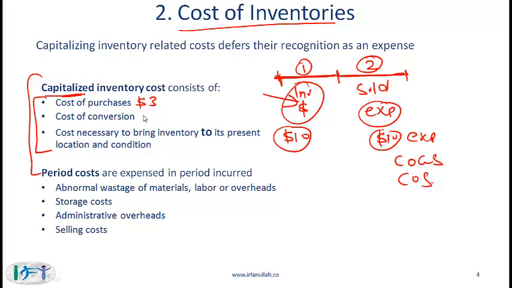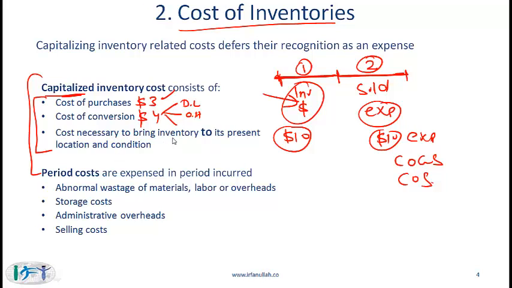The cost of conversion, so converting the raw material into the finished product, let's say that cost is $4, that also needs to be capitalized. The cost of conversion can have several components. For example, direct labor, which is the labor that is directly involved in converting the raw material into the finished good. You might have direct overhead, so factory-related expenses that can be directly connected to the inventory, and then material, which we have already talked about in terms of raw material.